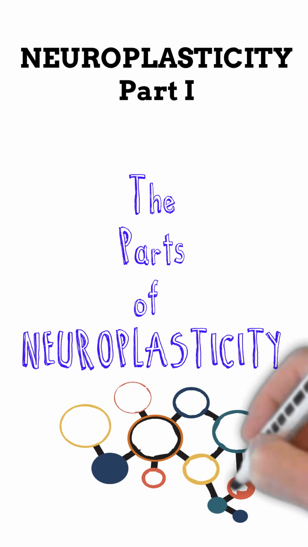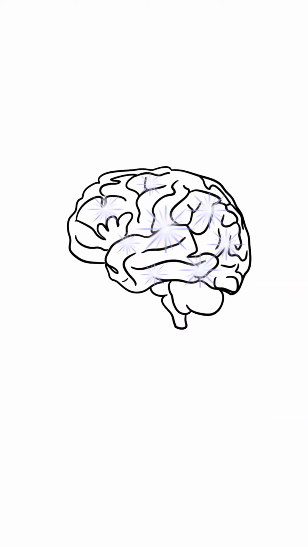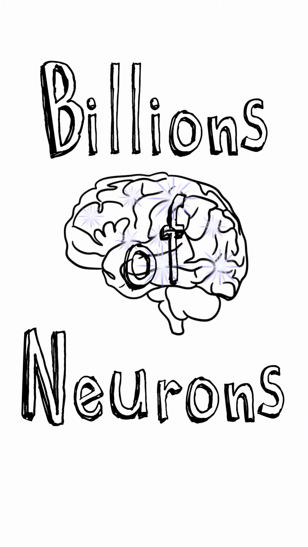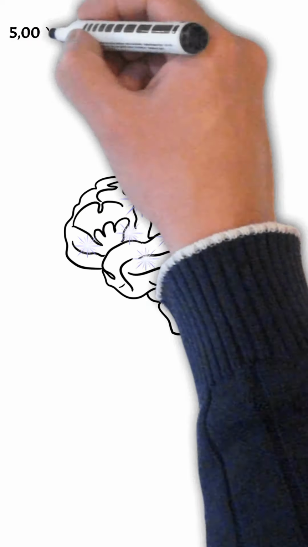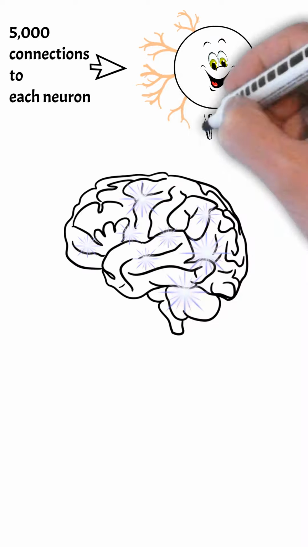In order to understand neuroplasticity, let's look at what the brain is made up of, just briefly. Your brain is comprised of billions of neurons. Each neuron, on average, receives 5,000 connections called synapses from other neurons.